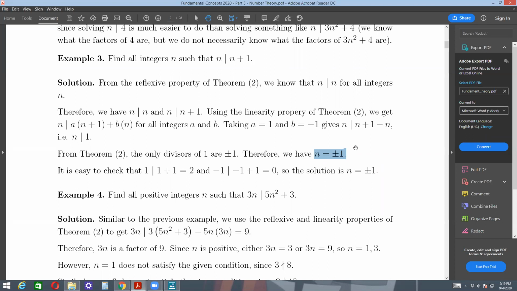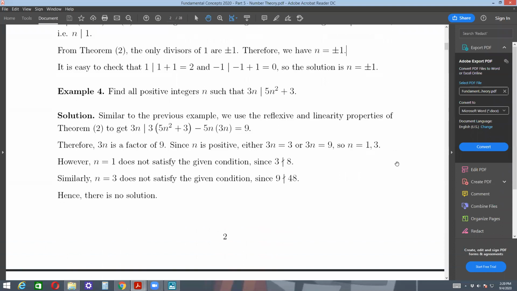How you do that is called verification. You basically take the values and substitute. So when n is 1, does 1 divide 2? The answer is yes, so n equal to 1 works. What about minus 1? If I have minus 1 and 0, does minus 1 divide 0? The answer is yes, because based on the theorem before, if I multiply minus 1 by 0, I get 0. So 0 is a multiple of minus 1. So both of these work in this case. Now, the next example illustrates why you need verification.